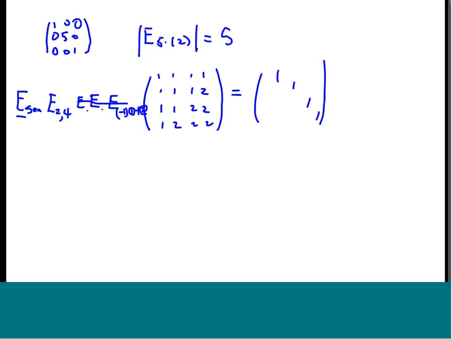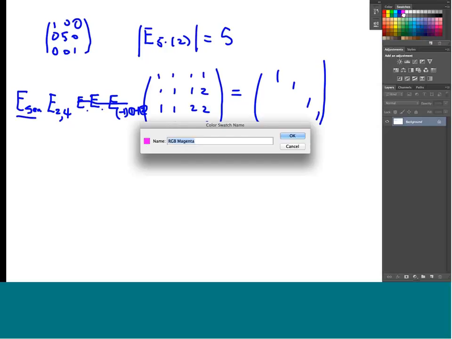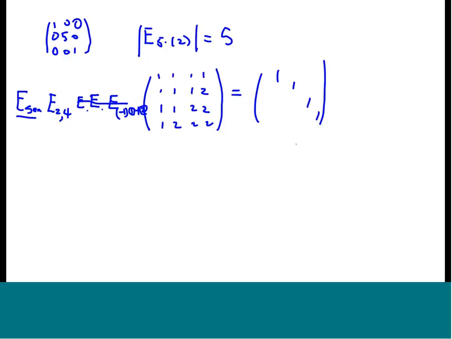The second kind will not change the determinant. So this will produce the matrix with determinant 1. The switch one is going to be minus 1. So you have a bunch of matrices, and only one of them has minus 1. So we should have the matrix 1 1 1 1, 1 1 1 2, 1 1 2 2, 1 2 2 2, which should have determinant minus 1.